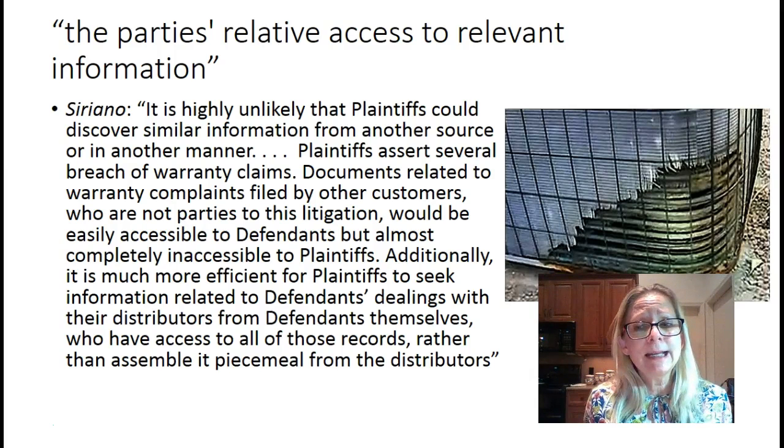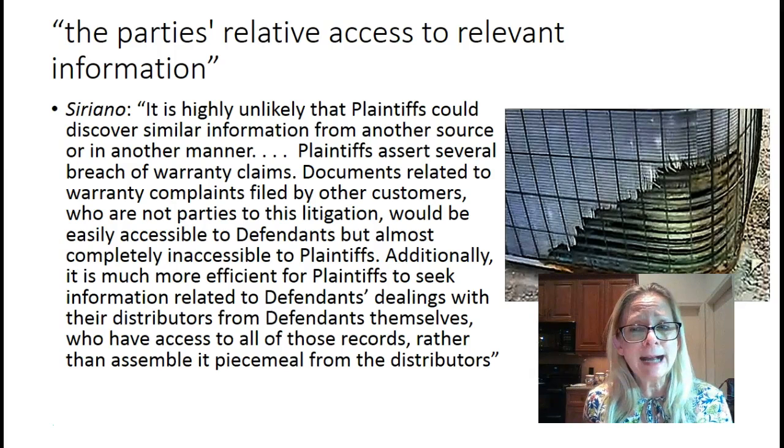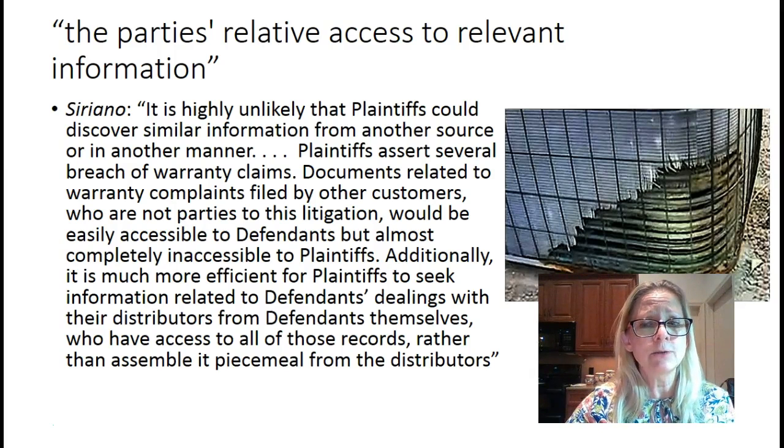So in other words, it's just way easier for the defendant to access this information than it is for the plaintiffs. And that counts in plaintiffs' favor in requesting this information.